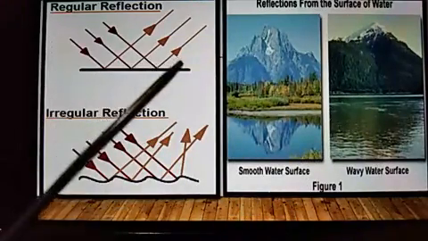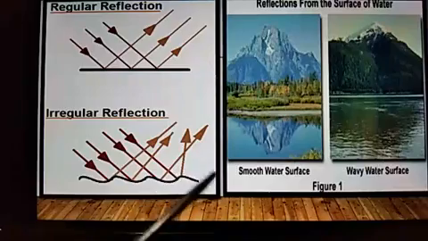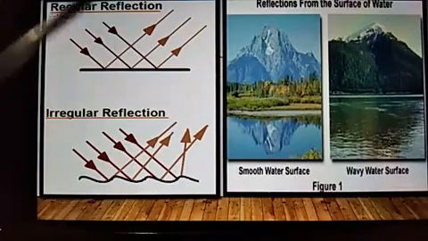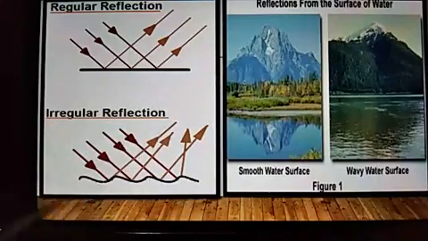Regular reflection takes place through a smooth surface. Irregular reflection takes place through a rough surface. In regular reflection, light rays coming parallel are reflected parallel. In irregular reflection, light rays coming parallel are not reflected parallel.